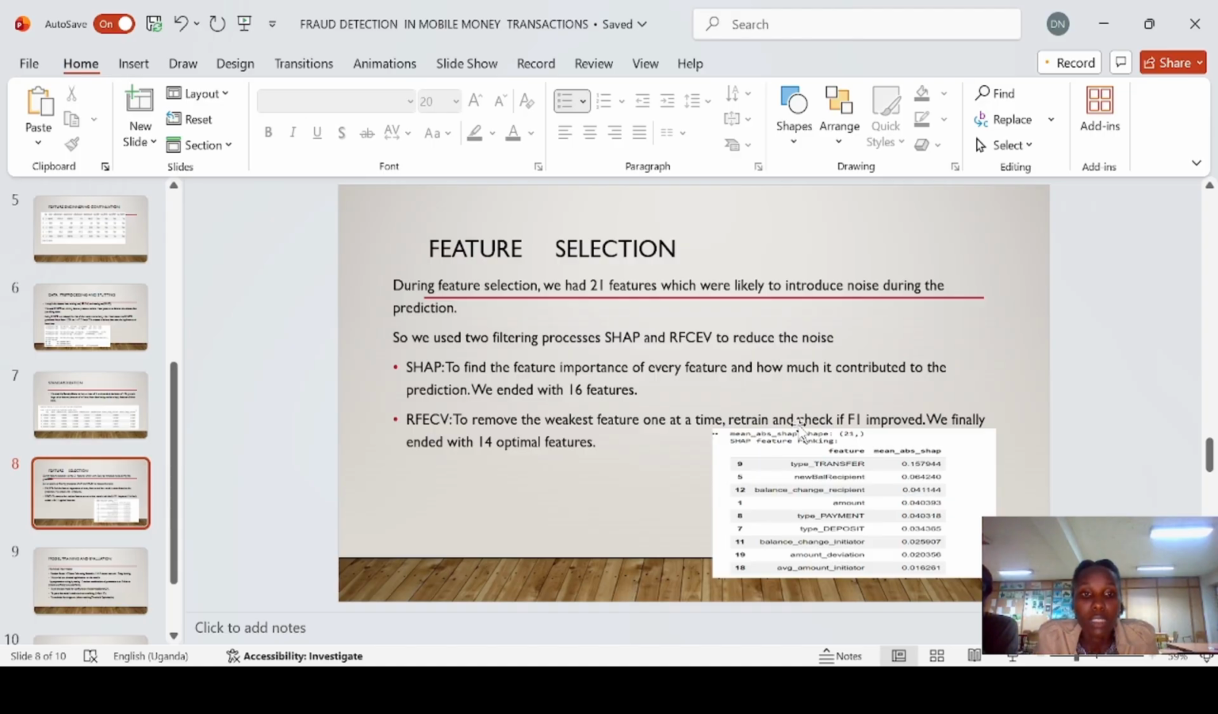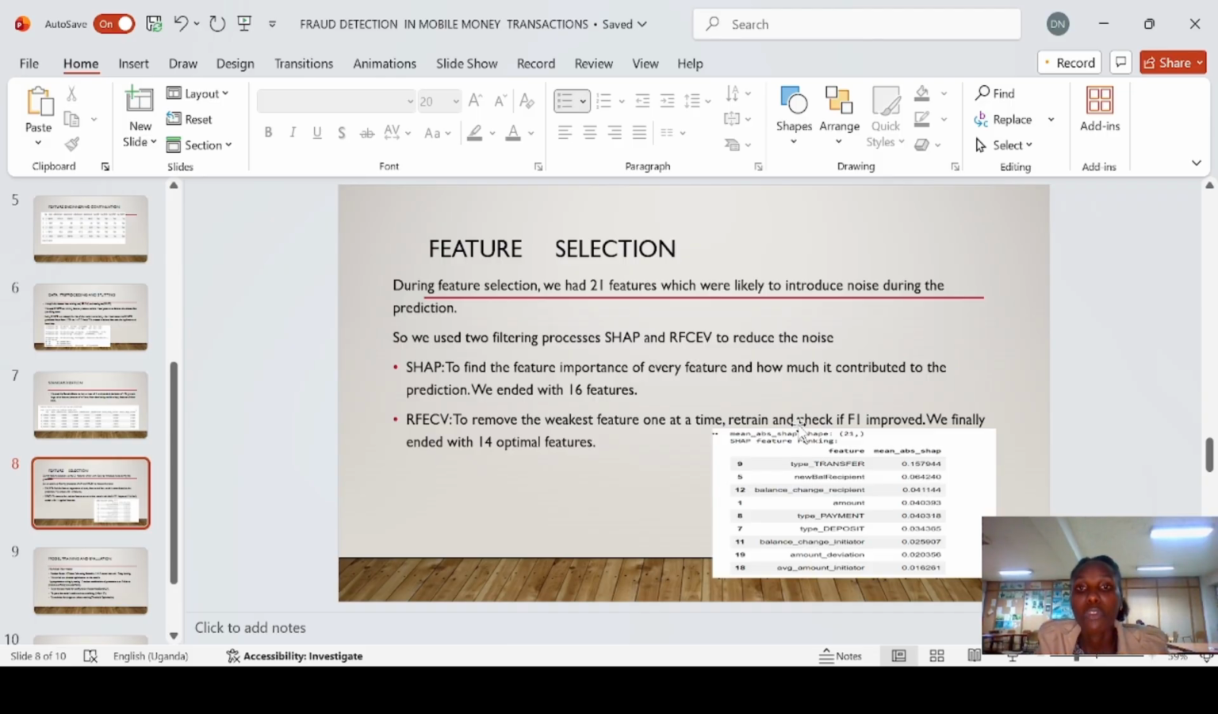XGBoost performed significantly better, achieving a fraud recall of 0.96. This improvement comes from how XGBoost works. Unlike random forest, which builds trees independently, XGBoost builds trees sequentially, with each new tree learning from the mistakes of the previous one. This makes it especially effective at detecting difficult fraud cases.